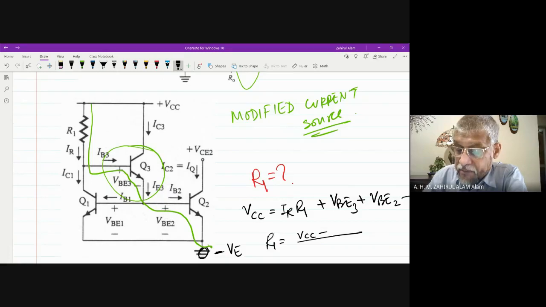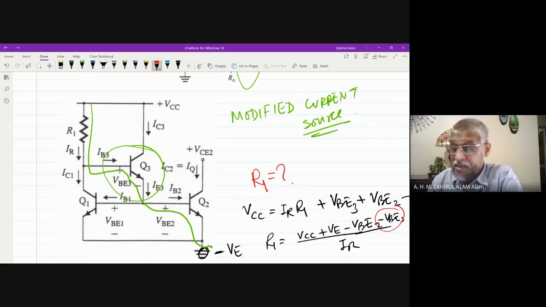So now from there, R1 is equal to VCC plus VE minus VBE2 minus VBE3 divided by IR. So now we have an additional term here because of the extra transistor. So now in this case also we need to find the relation between IR and I0, which is the IQ or biasing current. So how to solve this one?